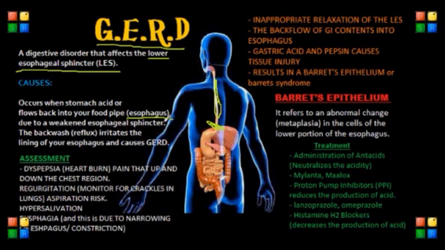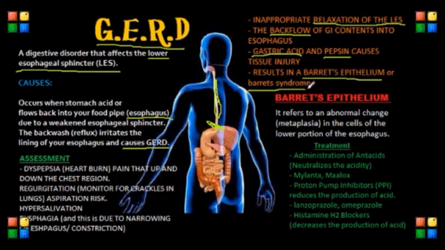Okay? Now, the backflow or the reflux can irritate the lining of the esophagus and cause pain, and that's what GERD is. So again, there's basically an inappropriate relaxation of the LES muscle, the lower esophageal sphincter, which is the ring muscle between the esophagus and the stomach, therefore causing the backflow of GI contents up into the esophagus. And the gastric acid and the pepsin can cause tissue injury within our esophagus, and this can result in what we call Barrett's epithelium or Barrett's syndrome.